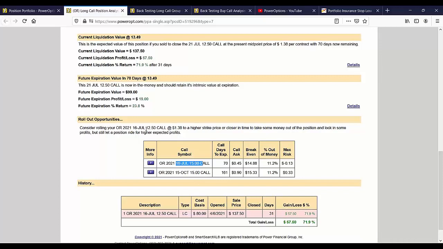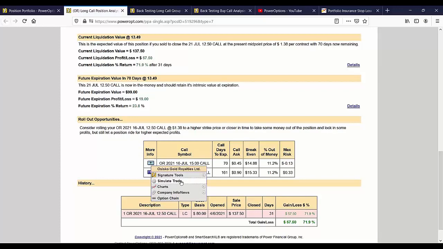Why would I do this? Well, I'm going to take 58 cents of profit off the position. So I'd actually have a bulletproof long call at the 15 strike on OR. Yes, it's trading at 13.49. It's no longer in the money. But I now have no risk on this trade with the potential for further upside for the next 70 days.